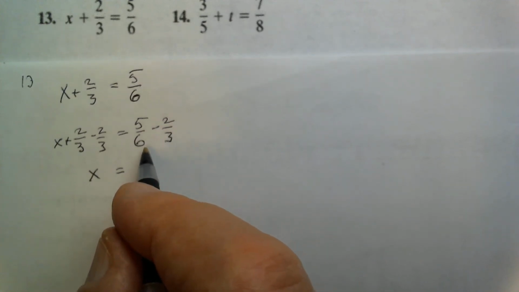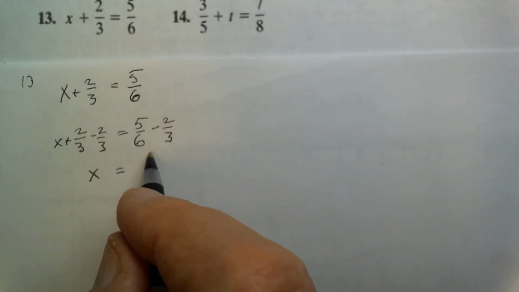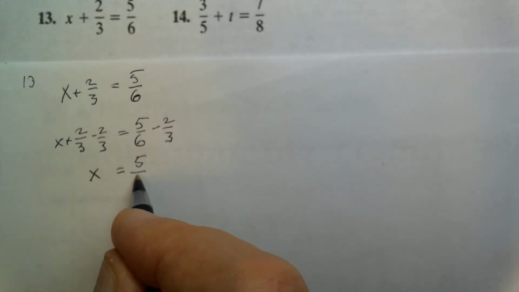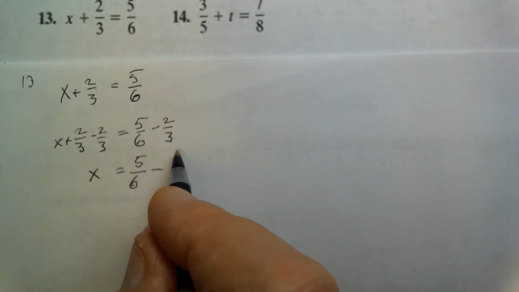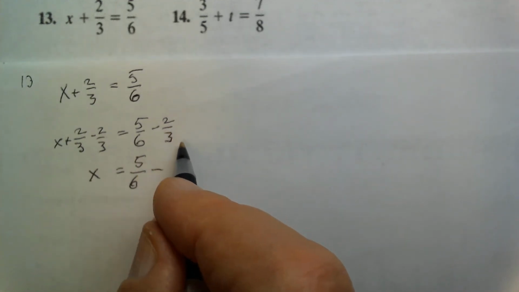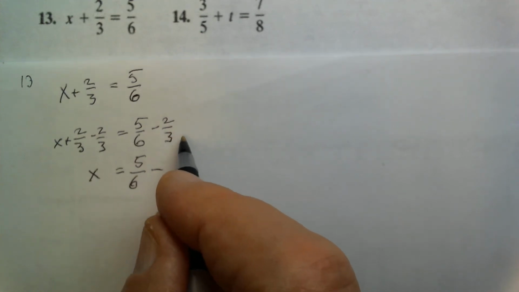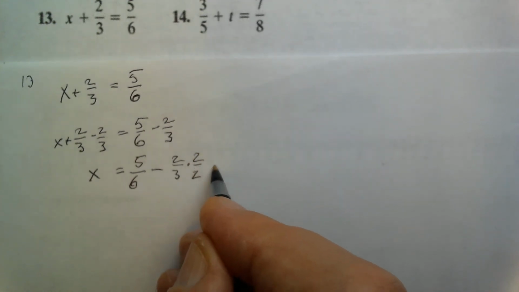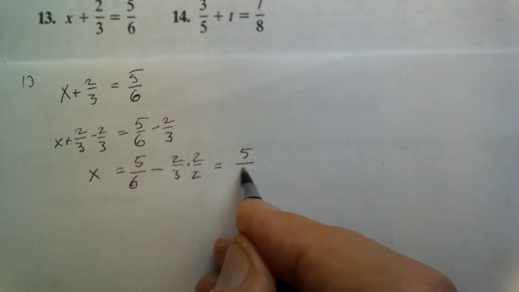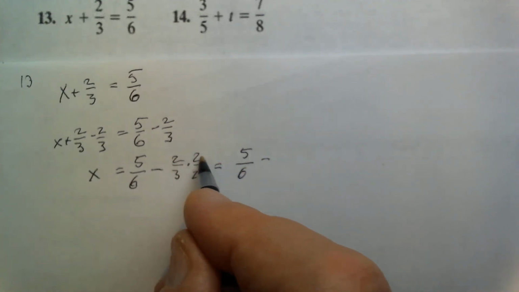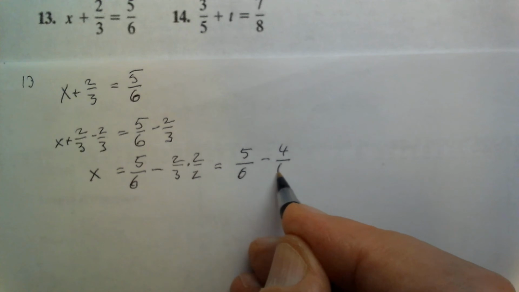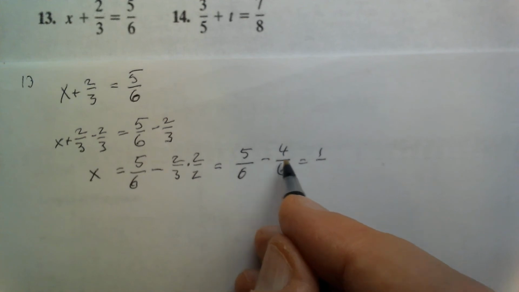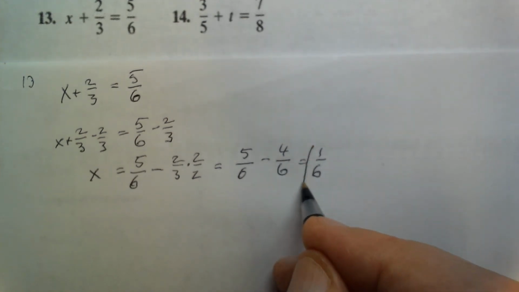So now we need to subtract 2/3 from 5/6. So we need to have the LCD, which is 6, because 3 goes into 6. So 5/6 minus, and when we multiply 2/3 by 2 divided by 2, we get a 6 in the denominator. So 2/3 times 2 divided by 2 is 4/6, because 2 times 2 is 4. So 5/6 minus 4/6, and 5 minus 4 is 1. Again, we simply subtract the numerators, and so the answer is x equals 1/6.